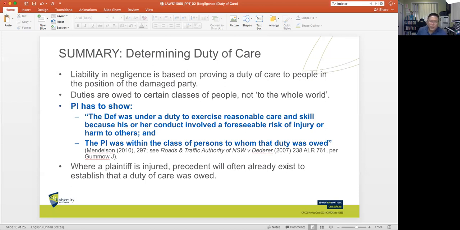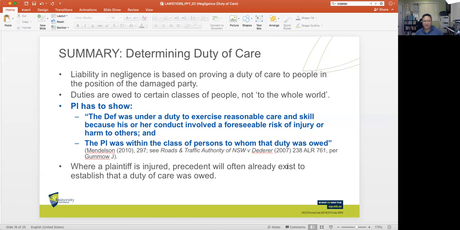So in terms of summary, when we examine the duty of care, it is crucial that the liability in negligence is based on proving a duty of care to people in the position of the damaged party. So there has to be a duty of care. The duties, as we recall, are owed to certain classes of people. It is not to the whole world. So the plaintiff has to show that the defendant was under a duty to exercise reasonable care and skill because his or her conduct involved a foreseeable risk of injury or harm to others, and the plaintiff was within the class of persons to whom that duty was owed.